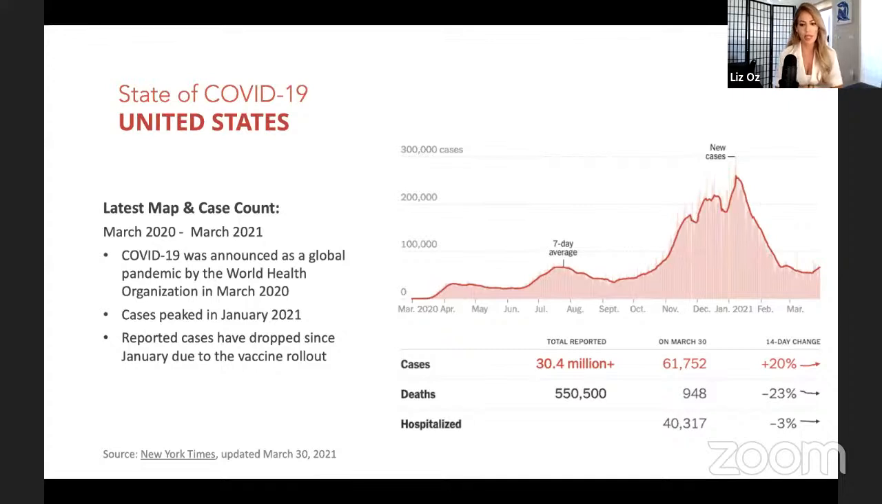So I just want to take a moment to look at the state of COVID-19 in the US. COVID-19 was announced as a global pandemic by the World Health Organization in March of 2020. Cases peaked in January of 2021, and there was over 200,000 reported cases at that time. Now, cases have dropped since then due to the new vaccine rollout, which is fantastic. The deaths and hospitalizations are going down, which is also fantastic.